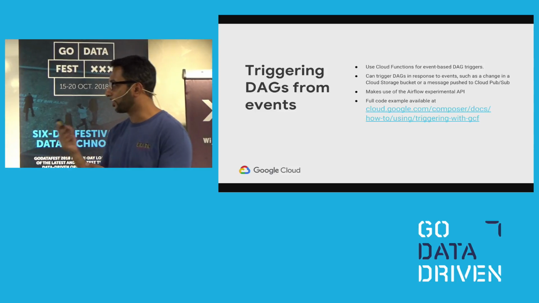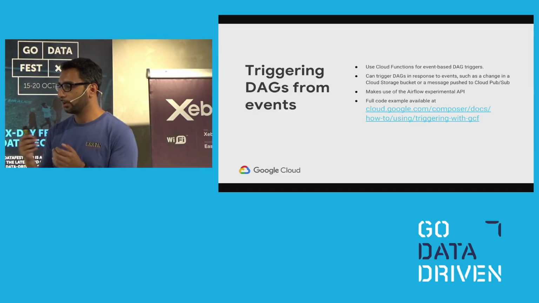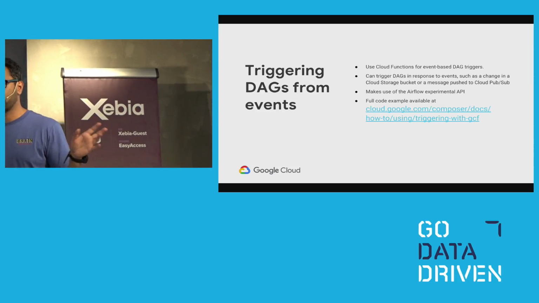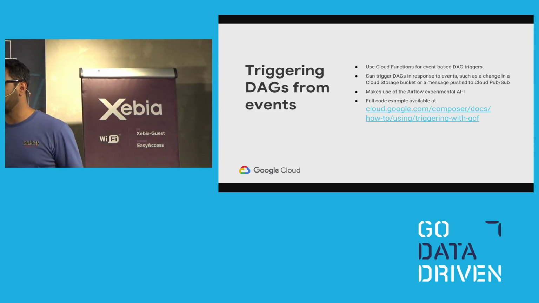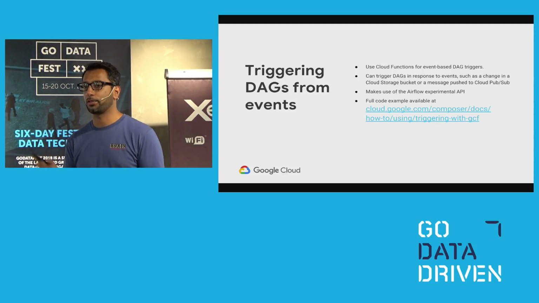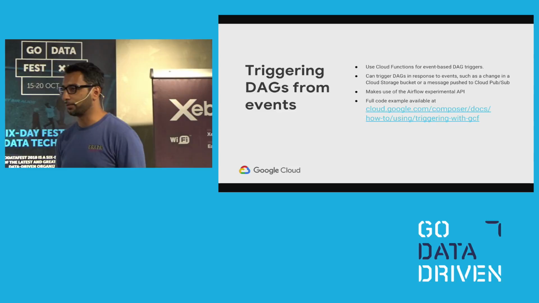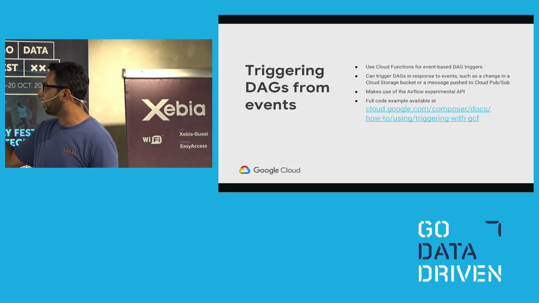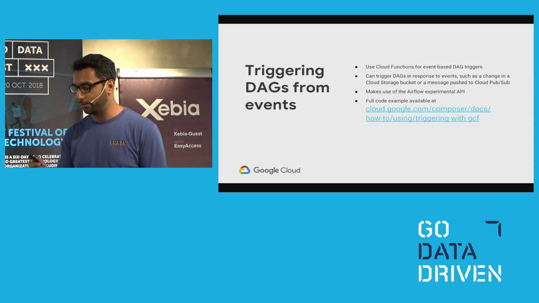I have one customer that's doing that, where every day they run a DAG, but then they might get old files that come in because data's been updated, and they just want that job to run again for that day. So they're using this to trigger that when new files land. And you can go to that link, and we've got the full code that you can start using.